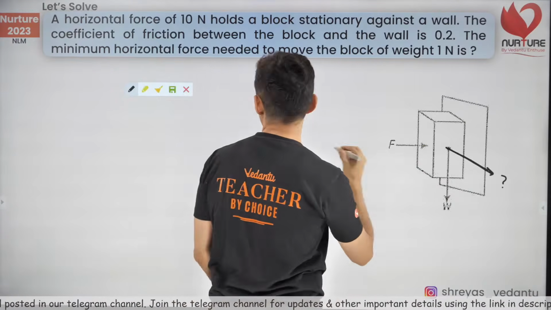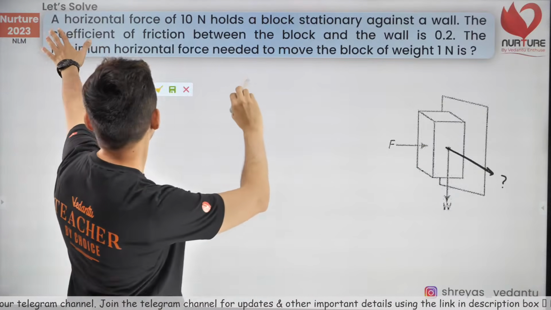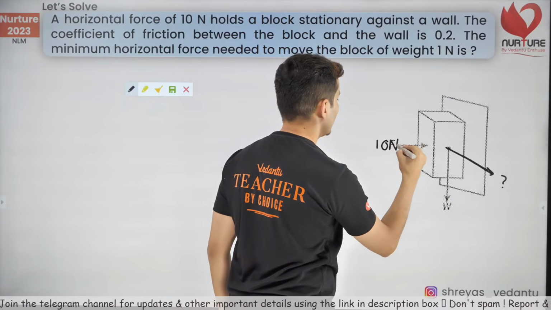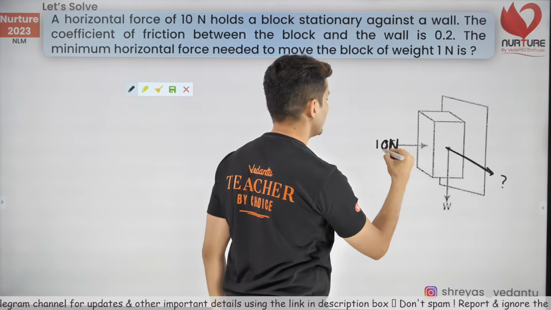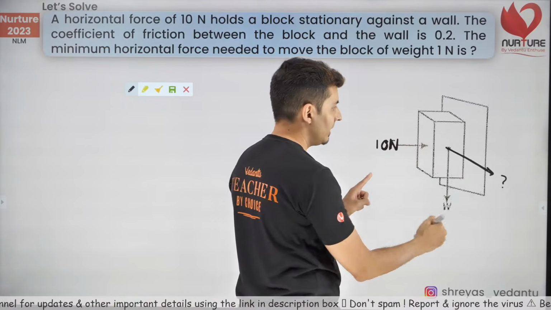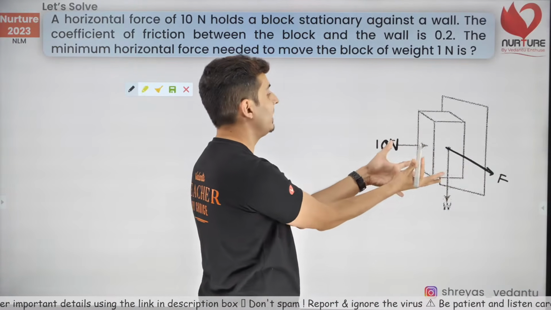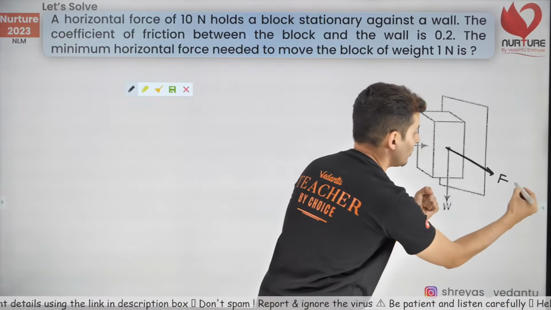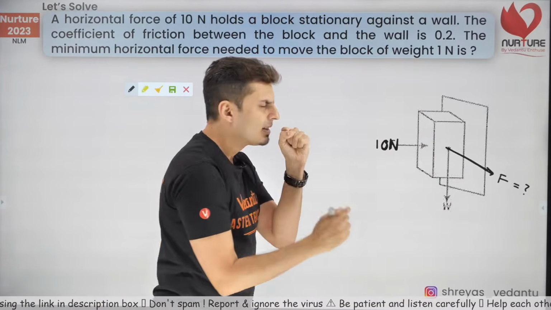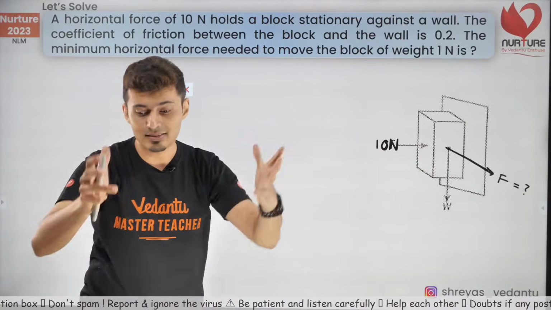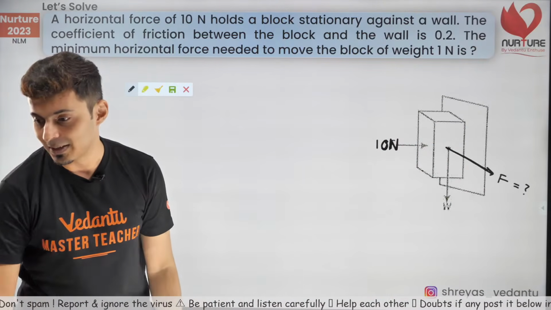Let's say, this 10 Newton force is given over here. This is 10 Newton, guys. And my force which I need to apply horizontally to move it has been asked. This is what has been asked. Think carefully and tell me, where will friction act on this block? Visualize in 3D.